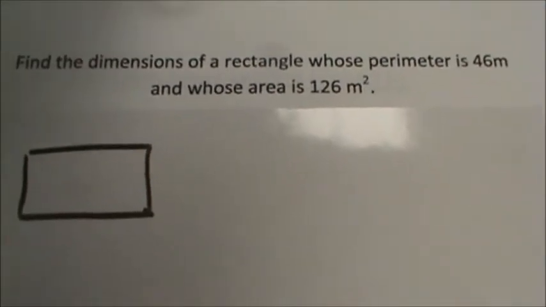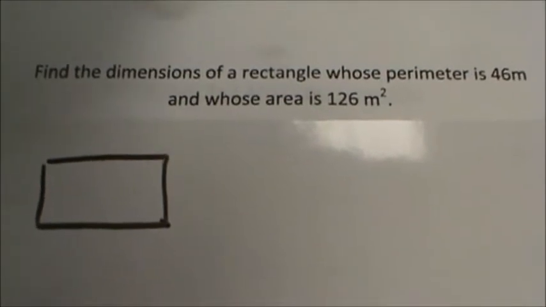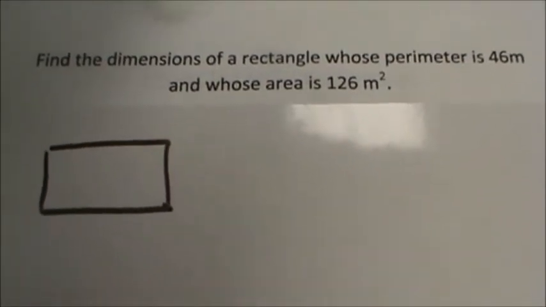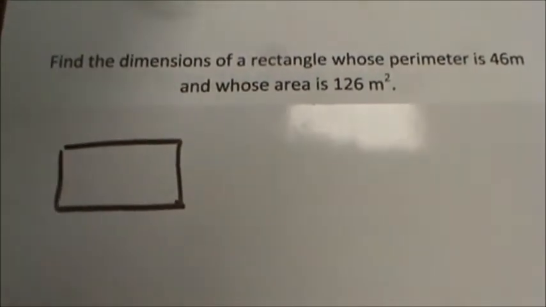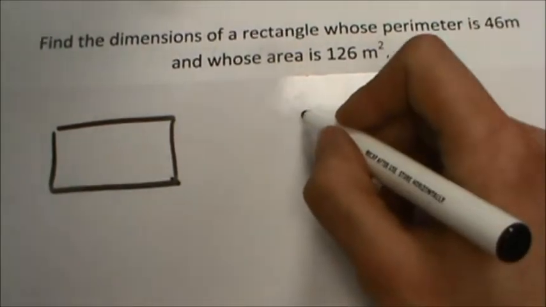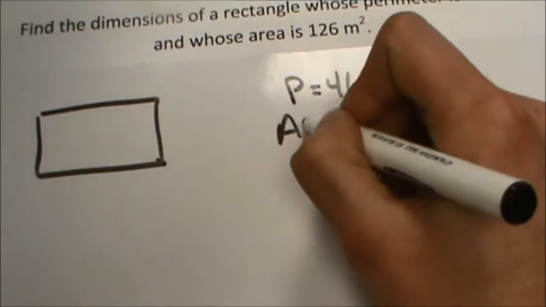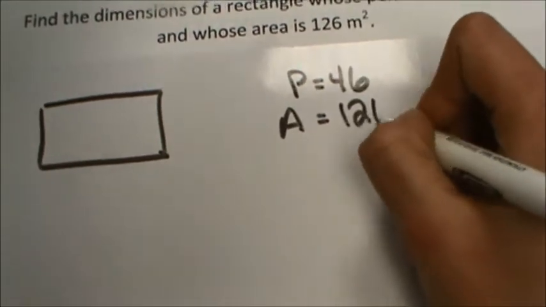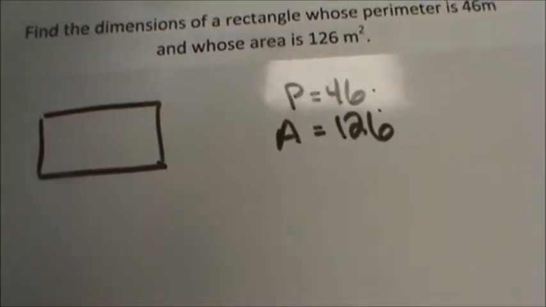Find the dimensions of a rectangle whose perimeter is 46 and whose area is 126 meters squared. Now, if I try to draw out and label the dimensions of this rectangle, I really don't know anything specific about the length and width, except that I know that the perimeter is 46 and the area is 126. I really need to use these two facts in order to write my one equation.